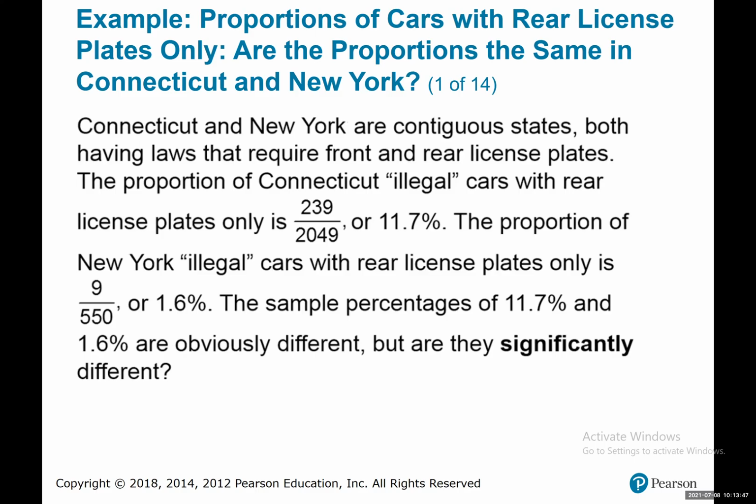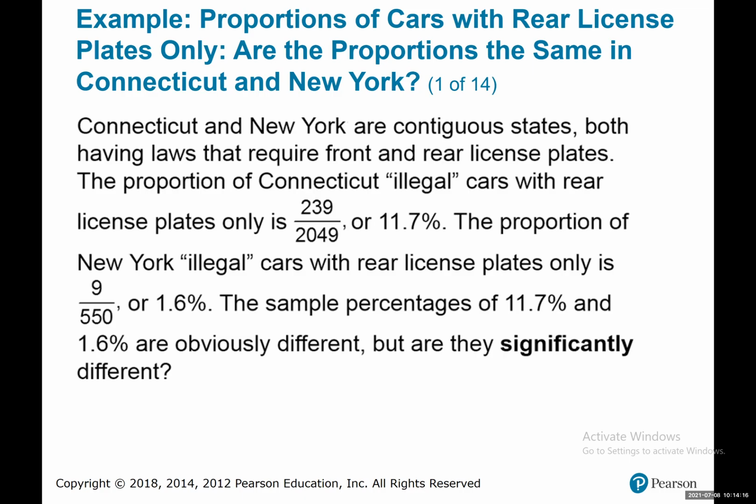Connecticut and New York. Can I have a volunteer to read this example? And then I'm going to give you a calculator command to do it. May I have a volunteer here? I'll read. Thank you, Andrew. Go ahead.